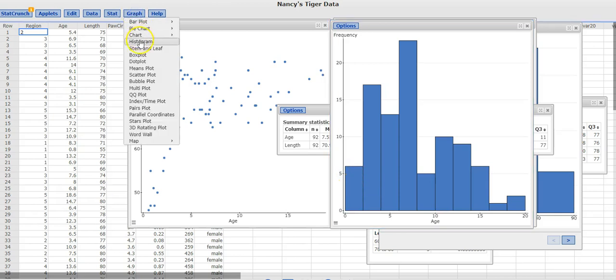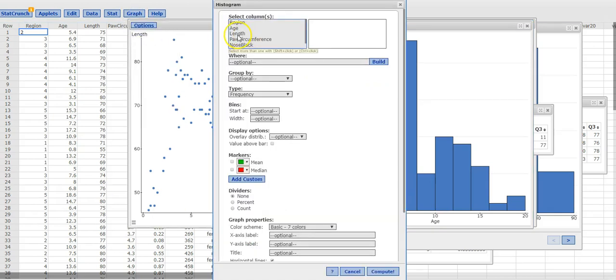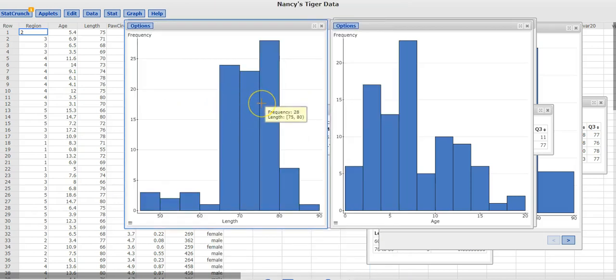Then I would do another one where I'm just looking at the lengths. And with this, I can really see what's happening with the lengths. I can see that most of them are here between 65 and 80. I can see that there's some shorter ones over here, and I could kind of make the assumption that those are tied to these younger tigers over here, especially if I'm looking at this along with that scatter plot.